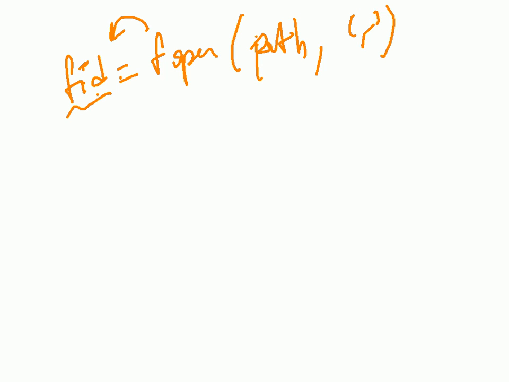Okay. All right. So now FID will contain sort of a handle, an identifier for the file that you just opened. Whenever you want to read from that file, you need to use this FID. If you open the file with write permissions, then you would again get an FID, and whenever you wanted to write into that file, you would need to use that FID. All right. We'll take a break in a minute.